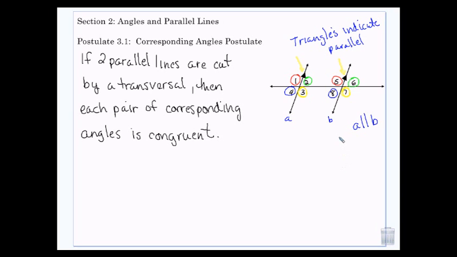Okay. So that's how you know for sure that two lines are parallel just looking at a picture. Sometimes they may look parallel, but that doesn't mean they are. If they have those triangles, that means they're for sure 100% parallel.